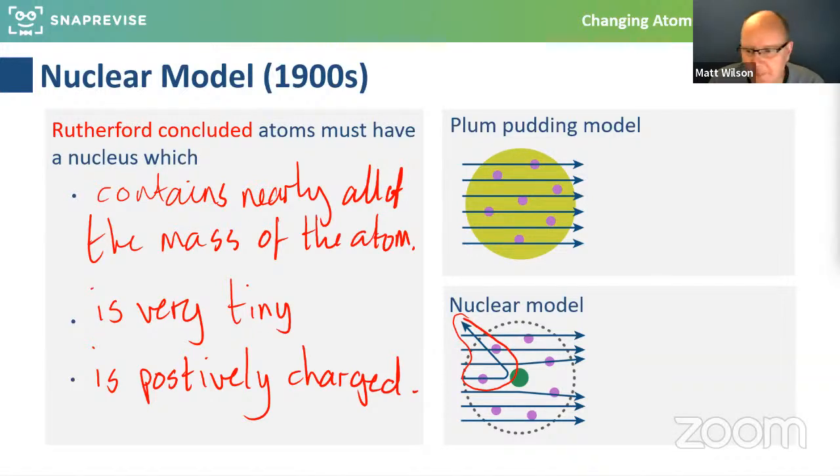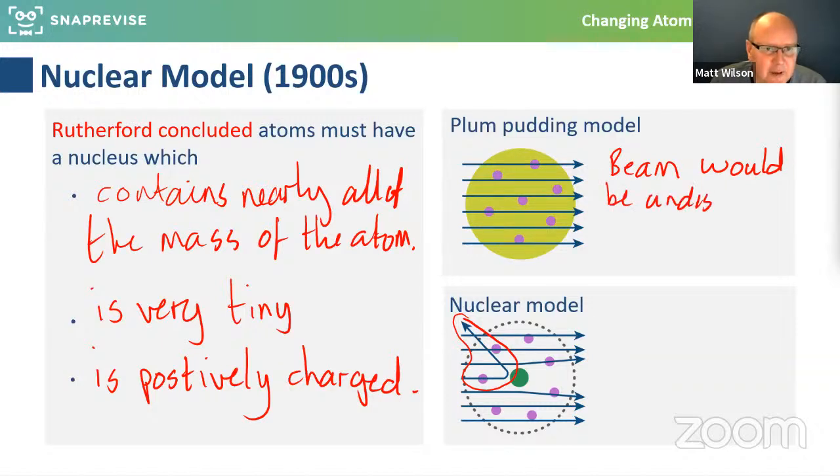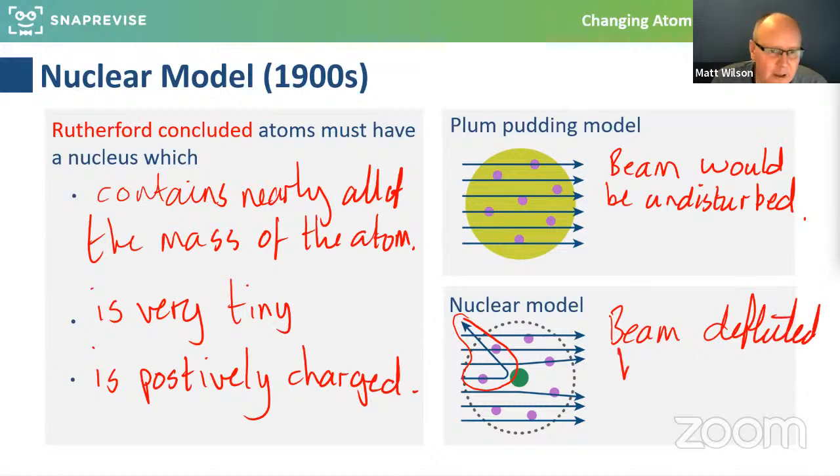So in the Plum Pudding model, the beam would have been largely undisturbed, assuming the alpha particles could pass through the material which we were thinking of as being the positive sphere. So we would have assumed the beam would be undisturbed. At the very least, we might have seen some absorption, but we would have seen these alpha particles coming straight through. The nuclear model, though, shows the beam being deflected by this green positive nucleus in this case.